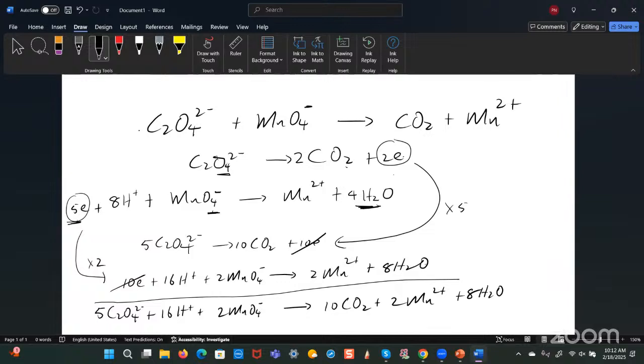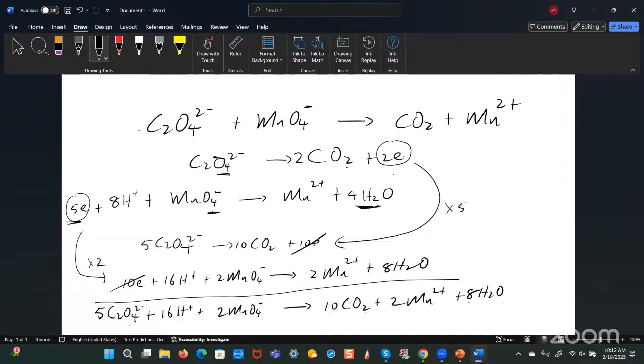But of course, as I said earlier, you should do a final check through to make sure that everything is balanced, including the charges, right? So let's do that now. 5 times 2, 10 carbons on the left side, 10 carbons on the right side, so the carbons are balanced, right? For the oxygens, it's 5 times 4, 20, plus 2 times 4, 8, so that's 28 oxygens on the left side. And then on the right side, we have 2 times 10, 20, plus 8 oxygens, so the oxygens are balanced, 28 oxygens on both sides.